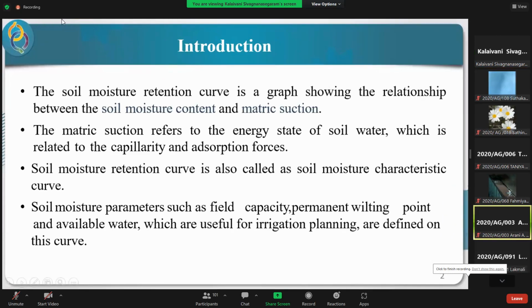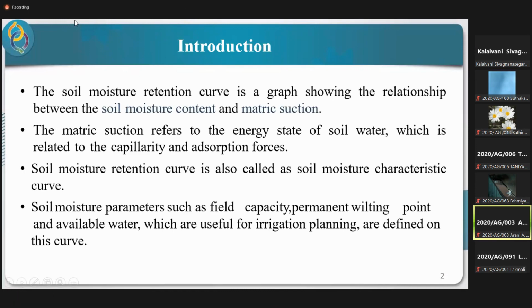Not finished yet, ma'am. Which section did you study? Did you know the terms field capacity, permanent wilting point, all these things? Did you study? No, ma'am. Okay, I think you will study in your coming lectures, right? So what did you study in soil water content, soil water?